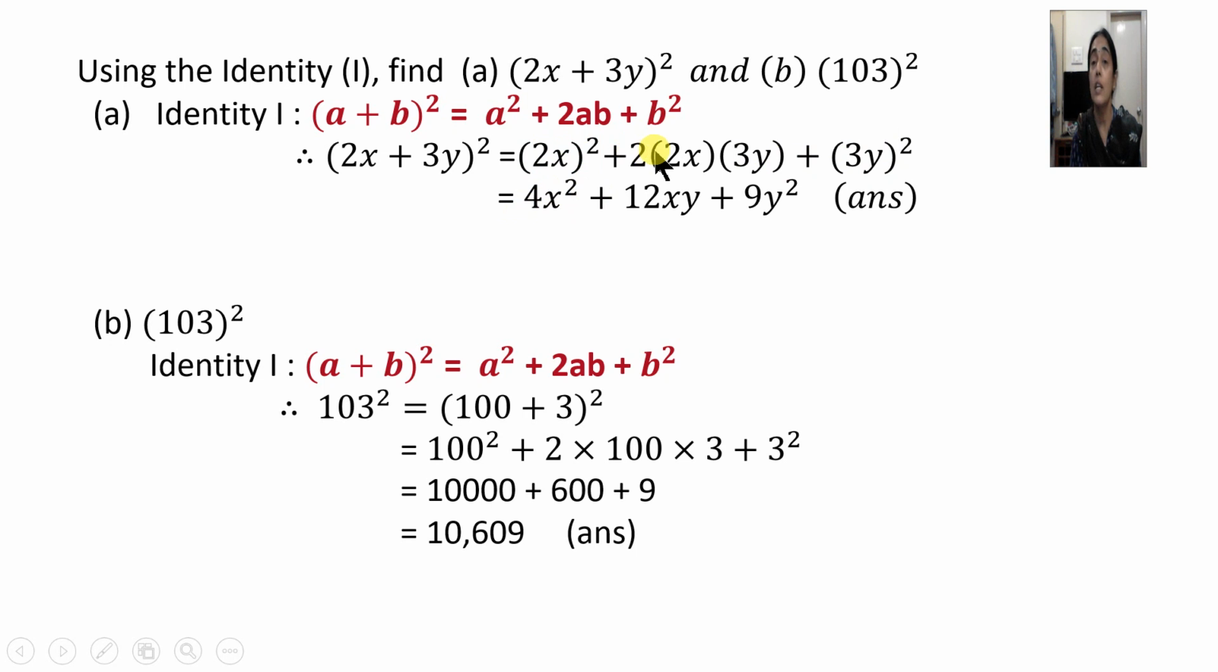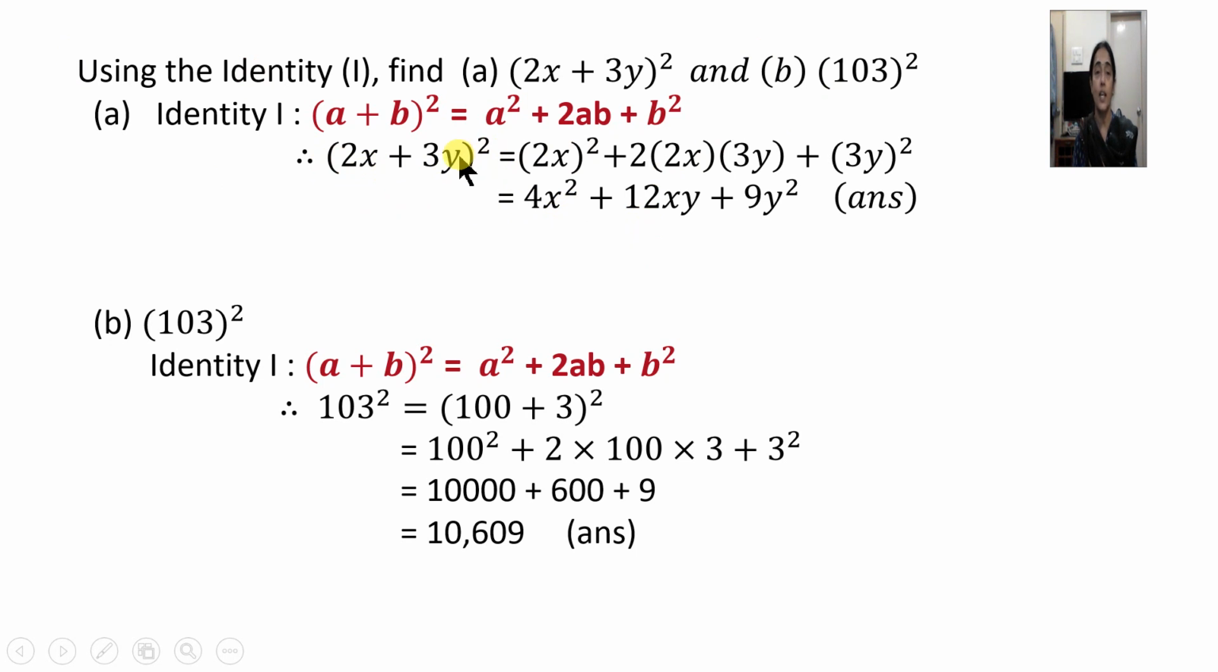Plus, now these are the multiplication of monomials. So you multiply the numbers. 2 into 2 is 4, 4 into 3 is 12, and x into y is xy. So 12xy plus 9y square. So this is the answer. Because they are all unlike terms, you cannot simplify further. So this is the answer. Answer of 2x plus 3y the whole square is 4x square plus 12xy plus 9y square.